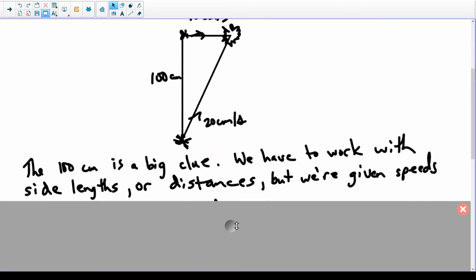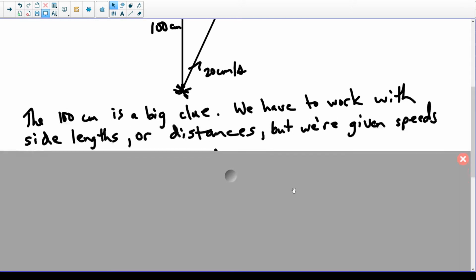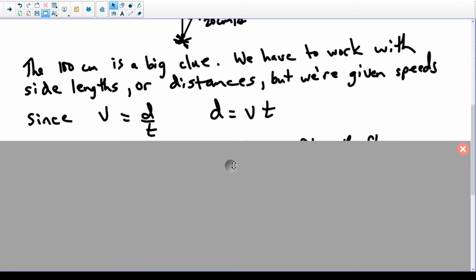the 100 centimeters is a big clue. We have to work with side lengths or distances, but we're given speeds. So how do we work with distances if we're given speeds? Well, v is velocity, which is also a speed, and I'm going to call it velocity from now on, is equal to distance over time. So if I want to convert a velocity into a distance, I have to rearrange the equation to get d all by itself. That means the t is going to go over here and multiply, and we get d is equal to v times t.